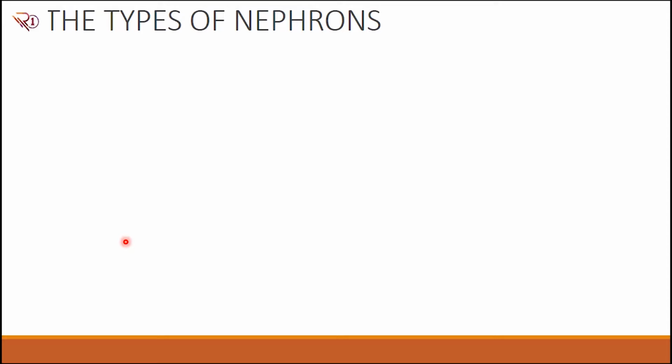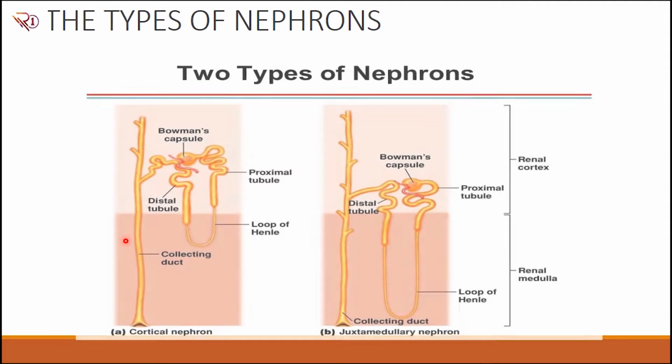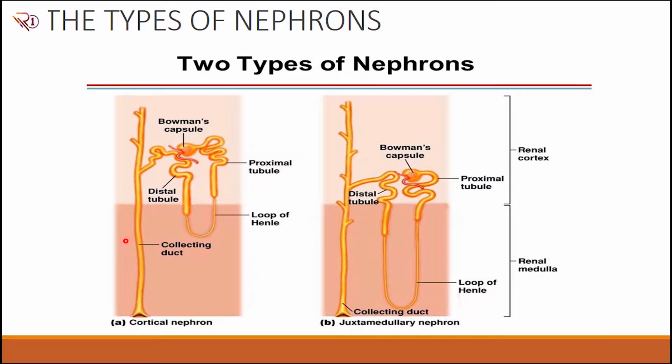Now we have mainly two types of nephrons. We have the cortical nephron found in the cortex. Then we have the juxtamedullary nephron found at the junction between the cortex and the medulla. But other books will add another type called the subcapsular nephron. But basically it's two.